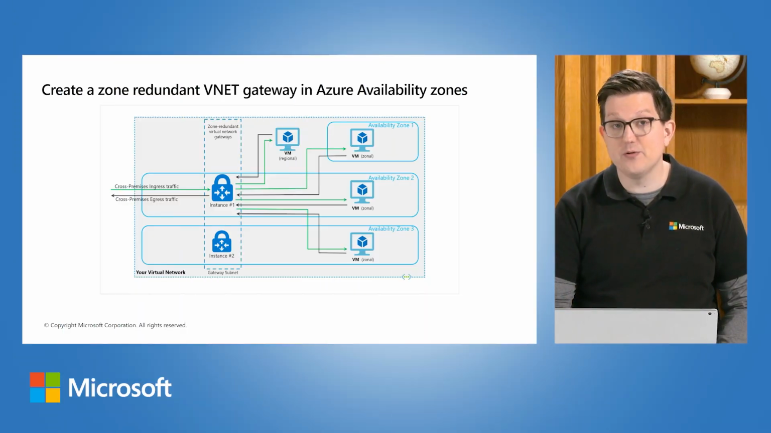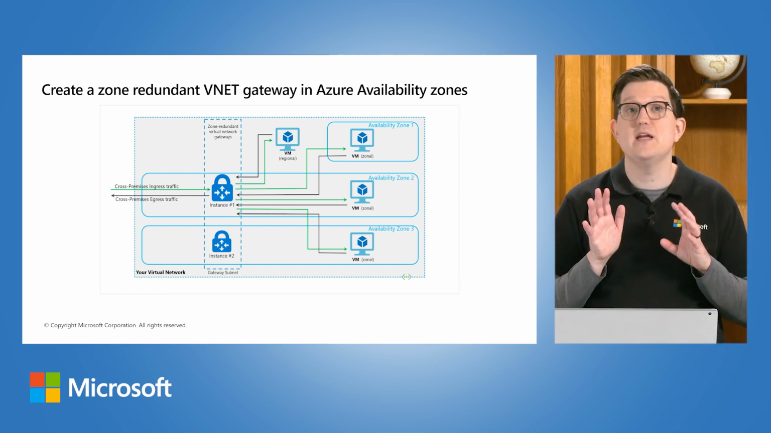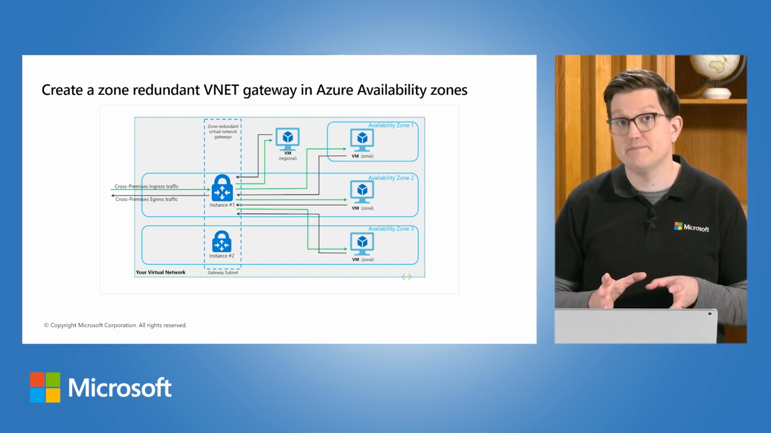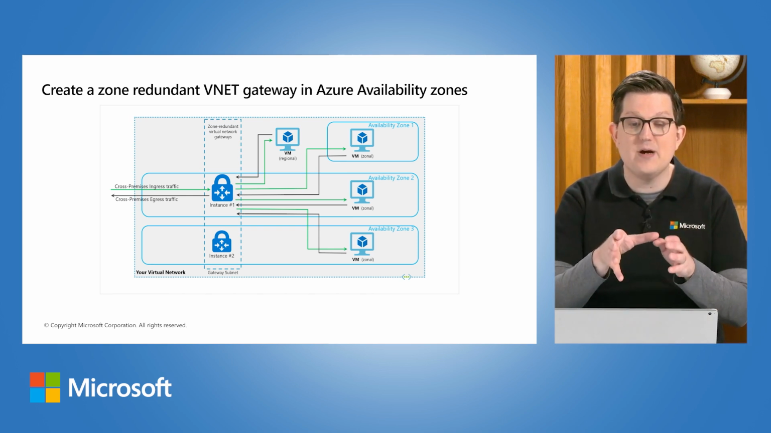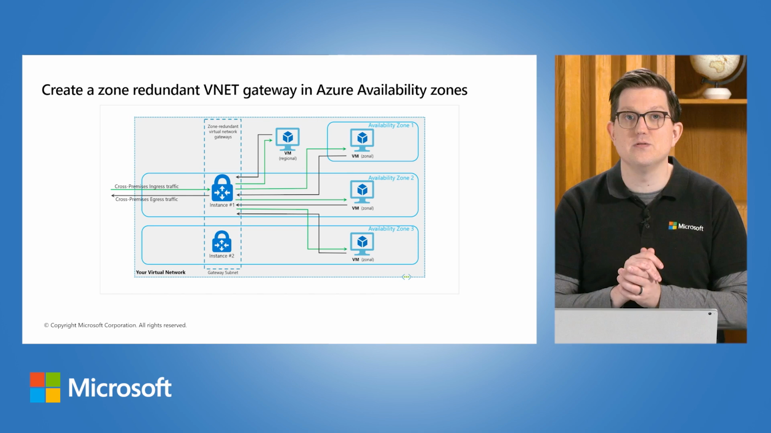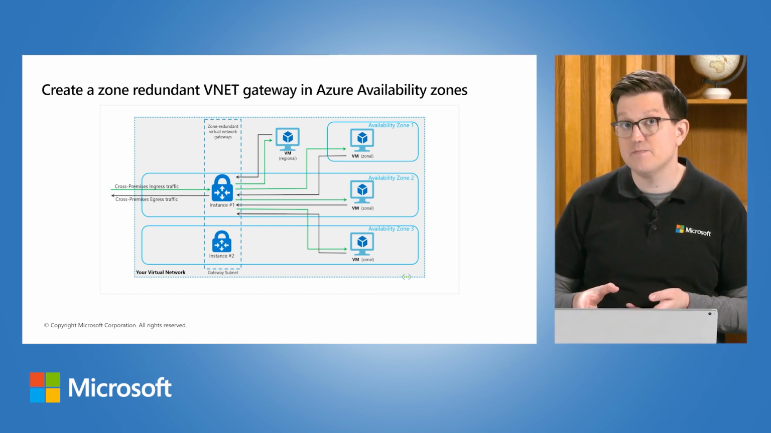Now the first one I want to look at is how to deploy your virtual network gateway in an availability zone format. On the screen here, you can see that we have two gateways, Instance 1 and Instance 2, deployed across two different availability zones.